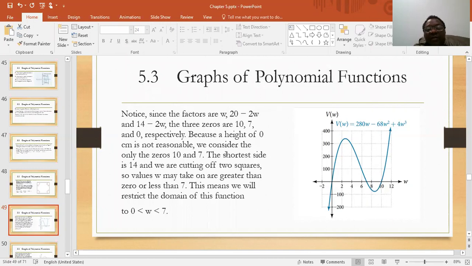The shortest side is 14, and we are cutting off 2 squares. So the values W may take on are greater than 0 and less than 7. This means we will restrict the domain of this function to W between 0 and 7.